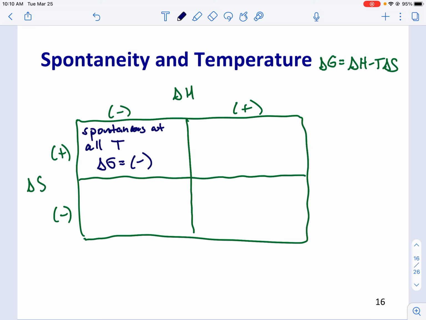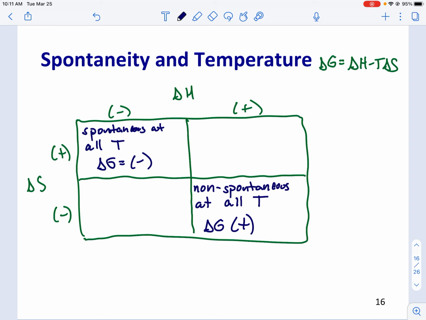All right, now let's look at the opposite case. If delta H is positive, that ignoring delta S would tend to give you a positive delta G. Negative delta S is also going to give you a positive delta G. So things that have a positive delta H and a negative delta S will be non-spontaneous at all temperatures. Because at all temperatures, no matter what, delta G is always going to be positive and non-spontaneous. The other two, it depends on the temperature.